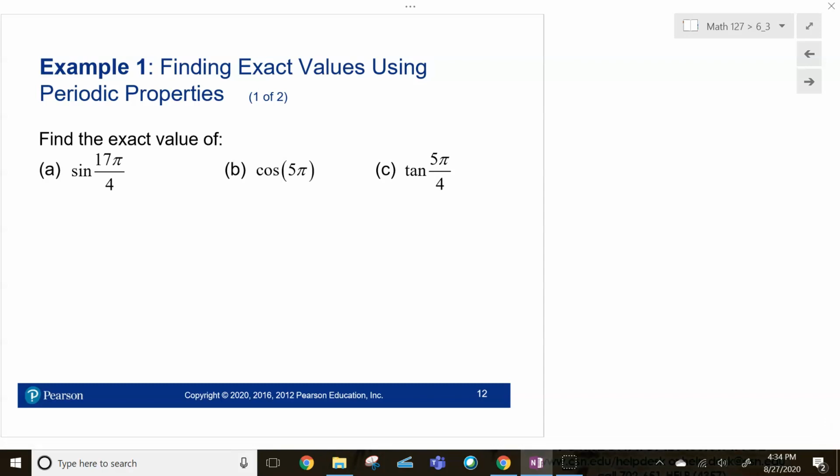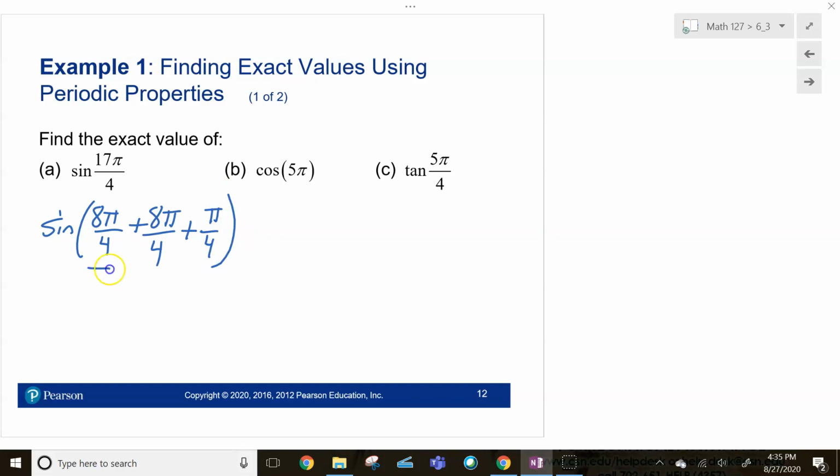But let's do some applications here and find some exact values. Let's find the sine of 17 pi fourths. I'm going to draw this. I always like to draw it, and I say, well, 17 pi fourths, that's more than 2 pi. Here's 2 pi, which is 8 pi fourths. Well, I can go another time around. That's 16 pi fourths. How many more pi fourths do I need? I need one more pi fourths to be 17 pi fourths.